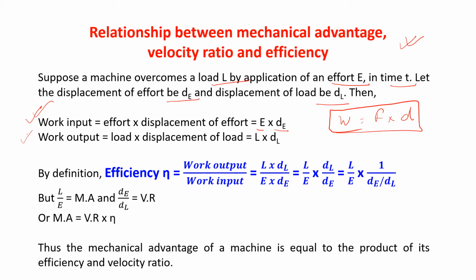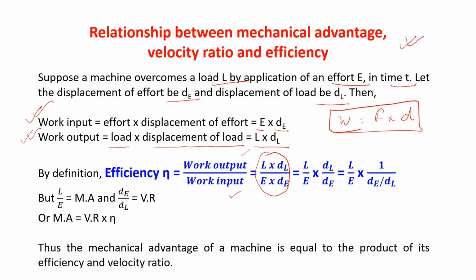Similarly, work output means output is coming from the load. And I told you that load is also one kind of force because it is the resistive force. So load into displacement of load, that is L into dL. Now by definition, efficiency eta is equal to work output by input. So in place of output, I can write L into dL by E into dE.